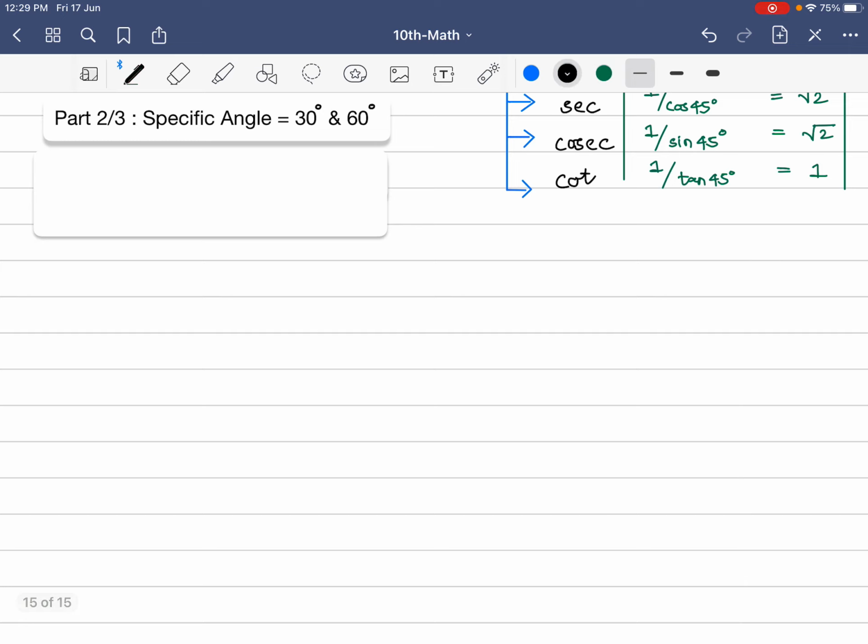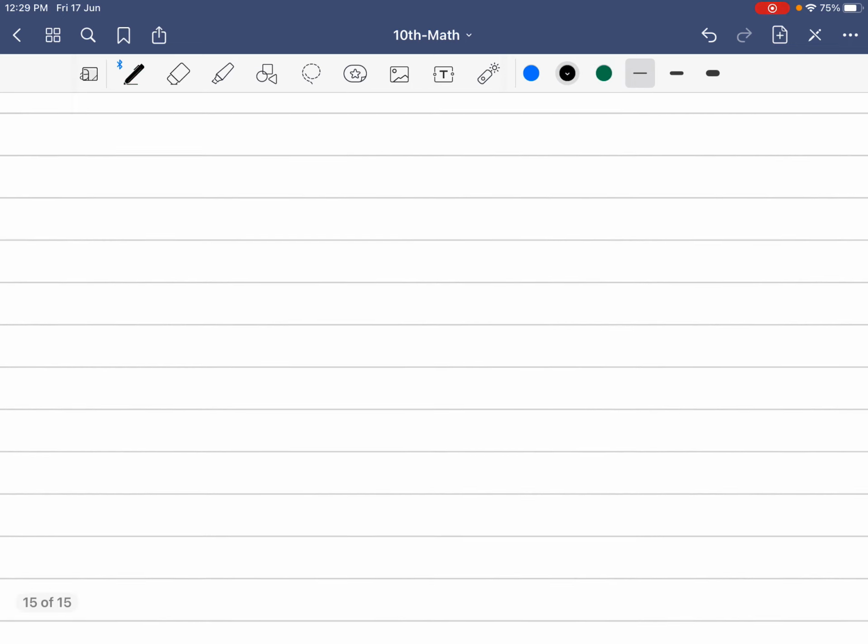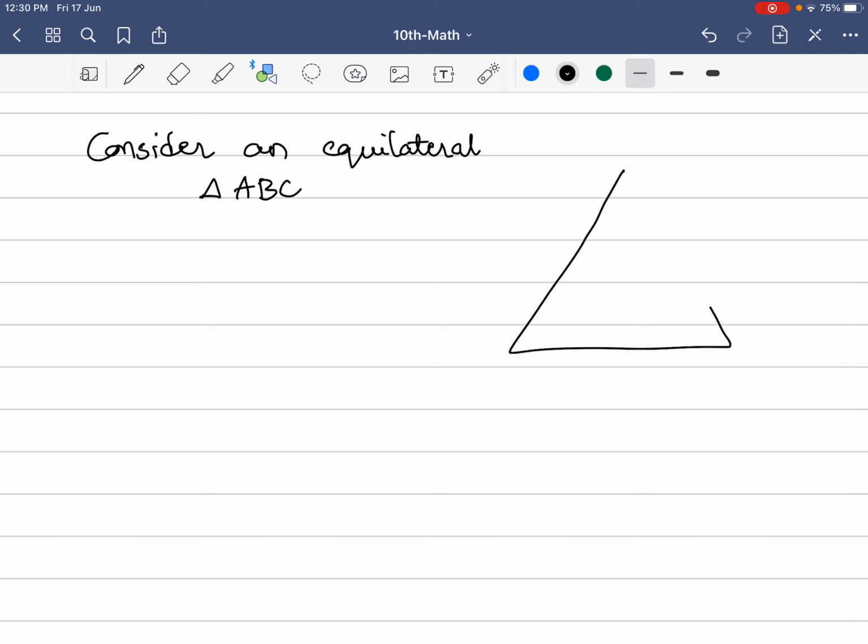First of all, let's start with an equilateral triangle as our consideration. So consider an equilateral triangle ABC. Let me quickly draw an equilateral triangle ABC. So this becomes my equilateral triangle ABC. Let's name it. This is A, this is B, and this is C.